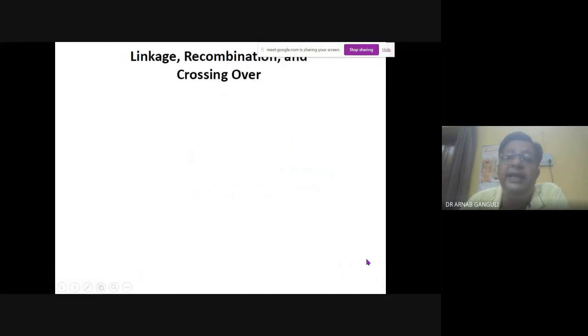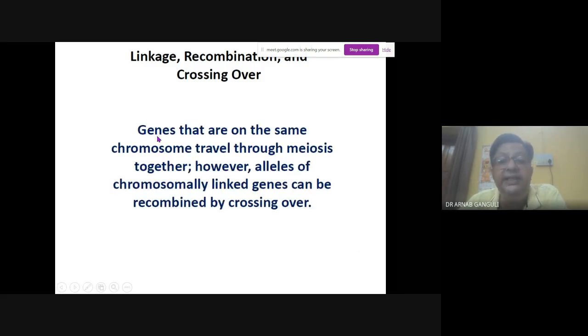So linkage, recombination, and crossing over. Genes that are on the same chromosome travel through meiosis together. However, alleles of chromosomally linked genes can be recombined by crossing over.